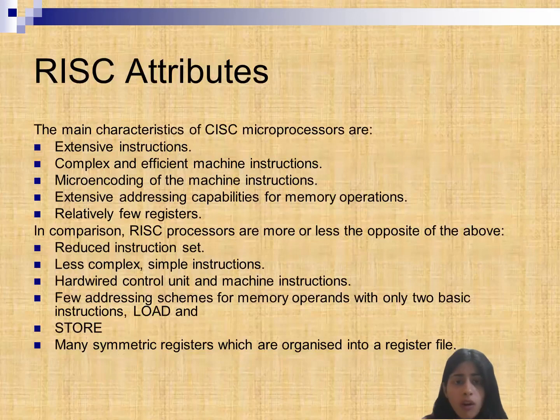The main characteristics of CISC microprocessors are extensive instructions, complex and efficient machine instructions, microencoding of machine instructions, extensive addressing capabilities for memory operations, and relatively few registers. Whereas the characteristics of RISC processors are more or less the opposite, such as reduced instruction set, less complex, simple instructions, hardwired control unit and machine instructions, few addressing schemes for memory operands with only two basic instructions, load and store. Many symmetric registers which are organized into a register file.